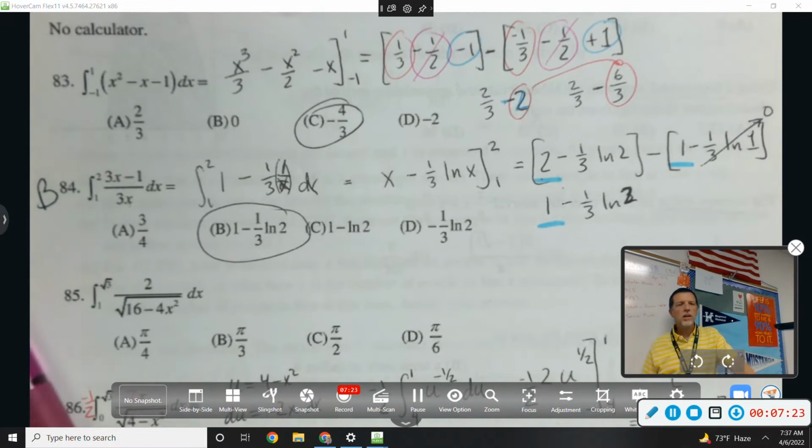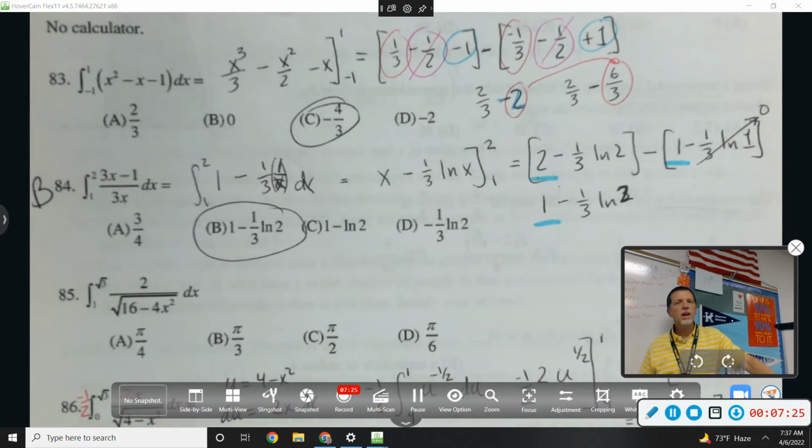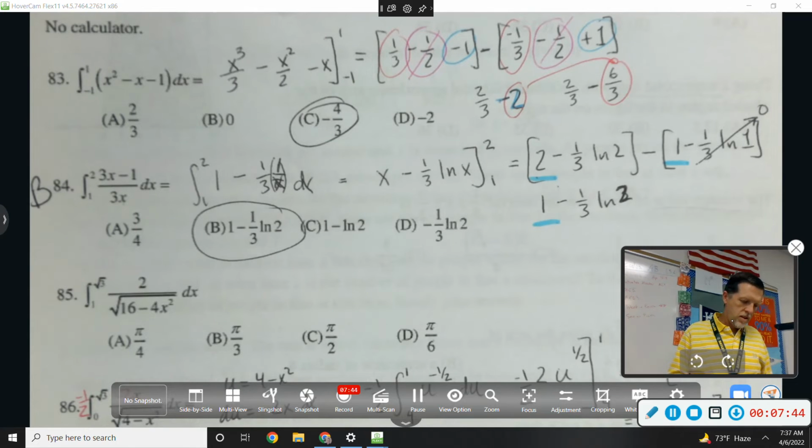Oh, I'm missing like 4 numbers. Because this makes it positive, right? These two negatives out front make it negative. So the answer is negative 4/3.